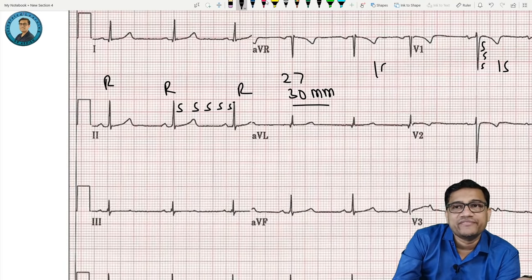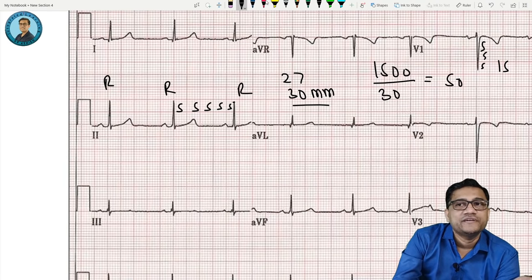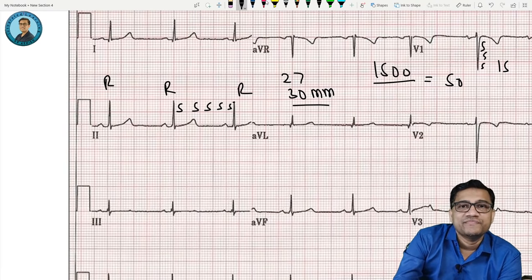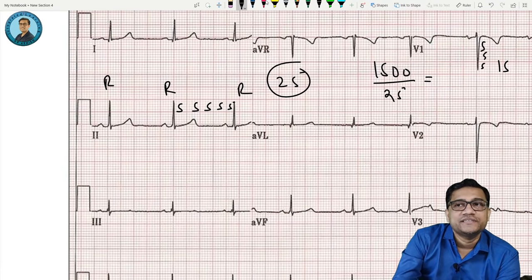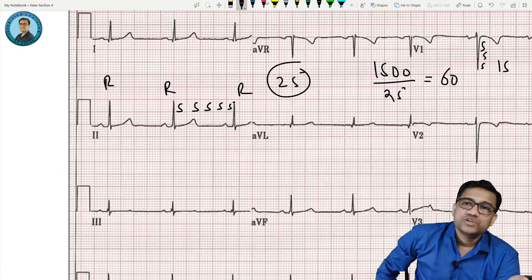So let's calculate 1500 by 30. How much? 50. Some are taking 25, okay, take 25. How much will it come? It is 60. Clear? So that is around 60.